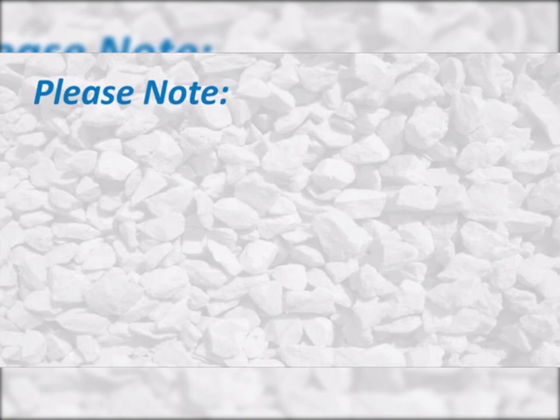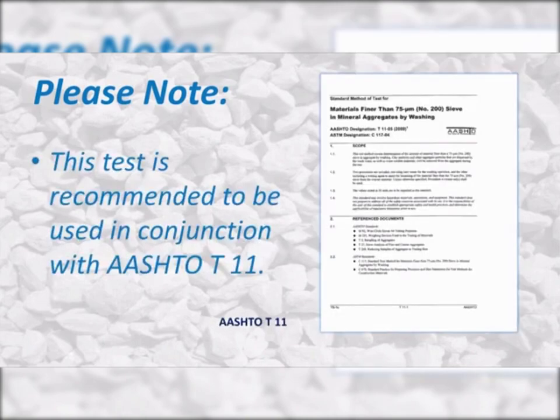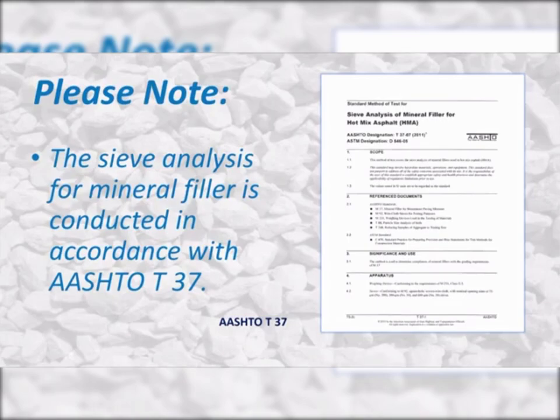Please note the following. Accurate determination of material passing the number 200 sieve cannot be made with this test alone. This test is recommended to be used in conjunction with AASHTO T11 to determine the amount of material finer than the number 200 or 75 micrometer sieve. The sieve analysis for mineral filler is conducted in accordance with AASHTO T27.